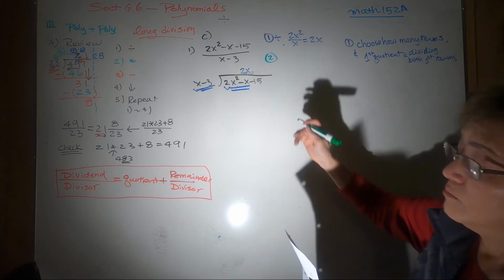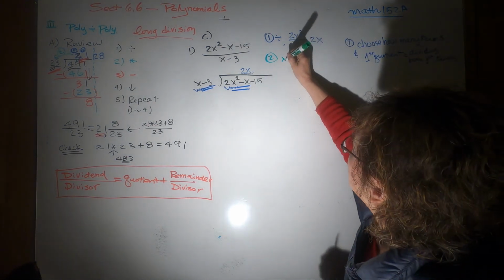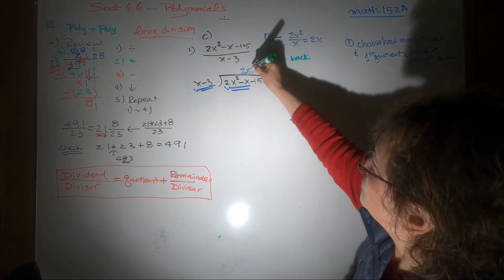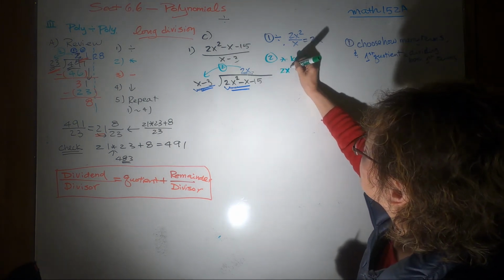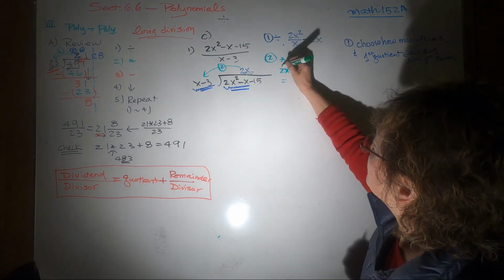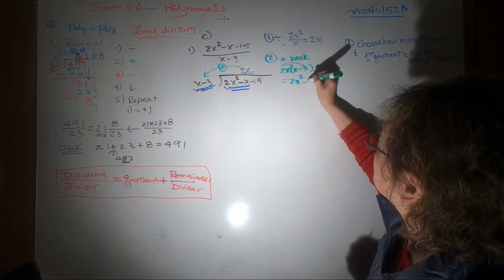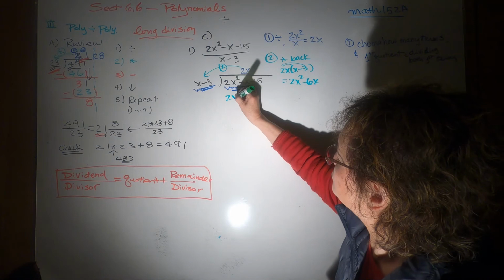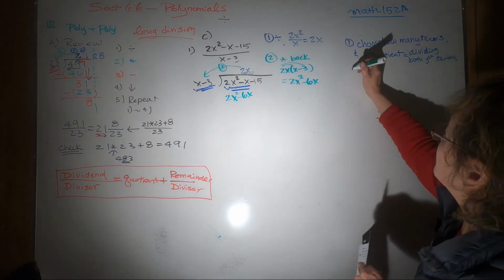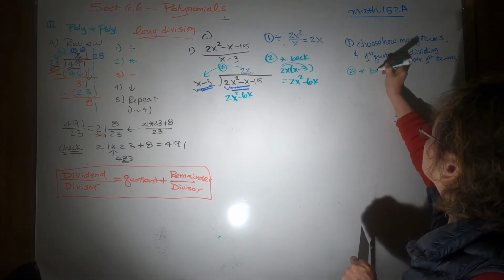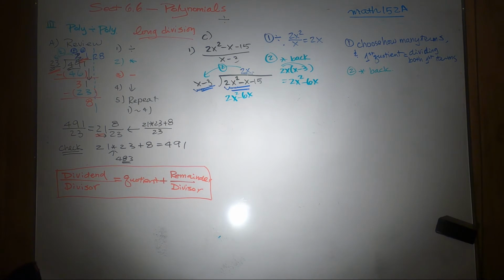You will multiply back. That's your second step. So you will do 2x times x minus 3, which will be 2x squared minus 6x. So 2x squared minus 6x. That will be the second step. The second step is to multiply back.